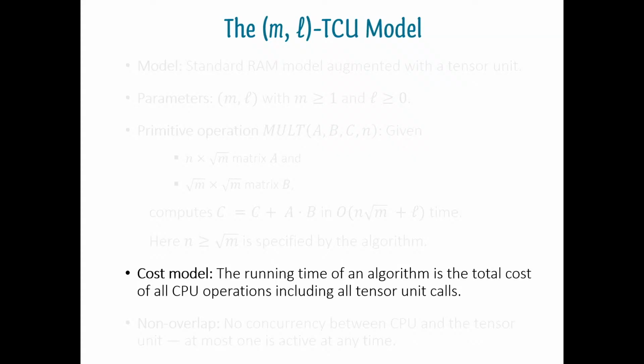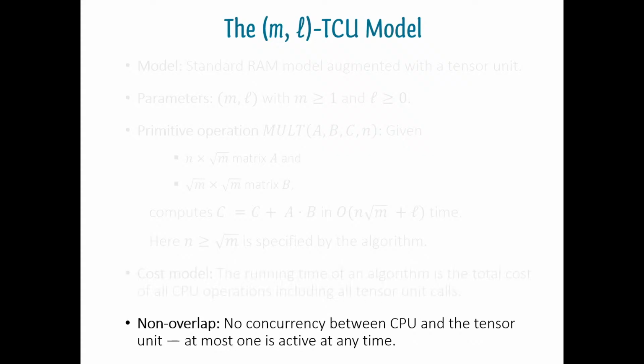The cost model is that the running time of an algorithm for this model is the total time required for all CPU operations, including all calls to tensor units. We also assume that there is no concurrency between the CPU and the tensor unit. That means at most one of them will be executing at any given time. Is that clear? So this is the model. Any question about this?